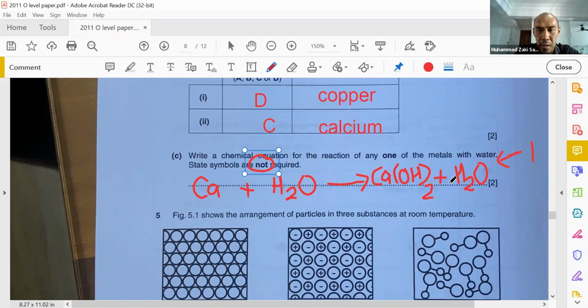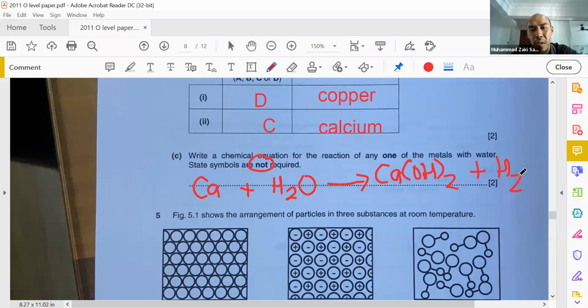Oh, sorry. I think I got it wrong. It's not water. No wonder it's wrong. See, I got it wrong, and then it is difficult to balance. Plus hydrogen, not water. So now I can balance it. 2 hydrogen, 2 plus 2, 4, 2 oxygen. So put the number 2 here. Lesson learned, even from my mistake: if you write down the wrong chemical equation, you'll have problems balancing the equation.